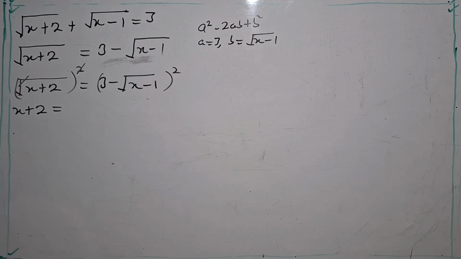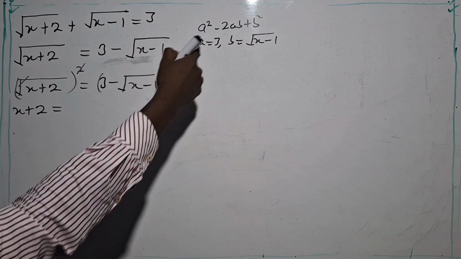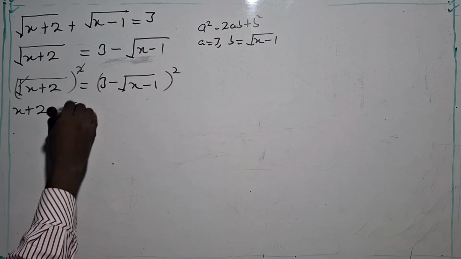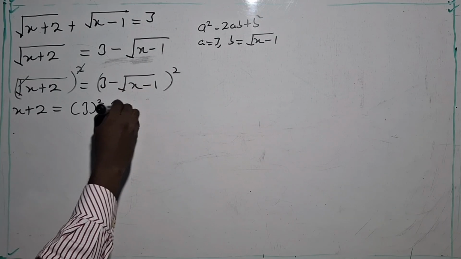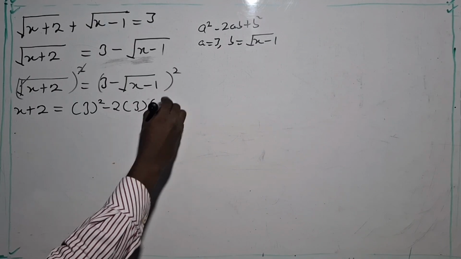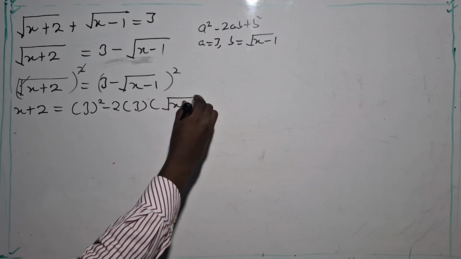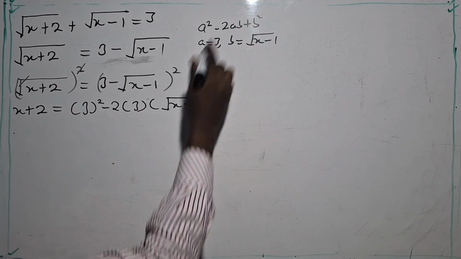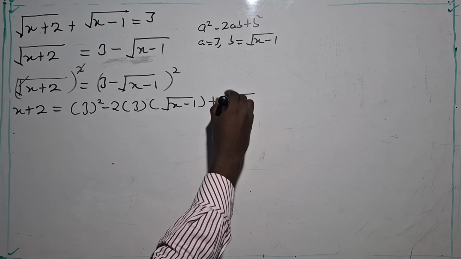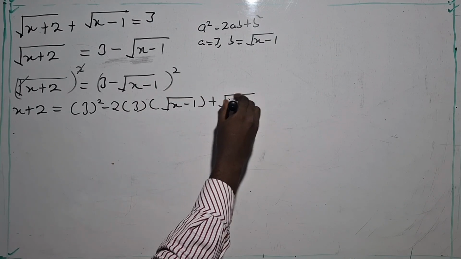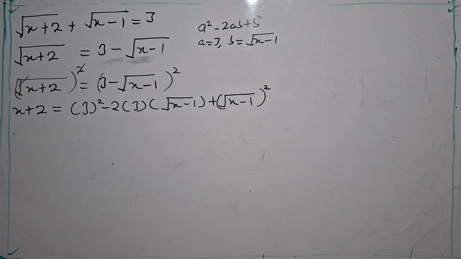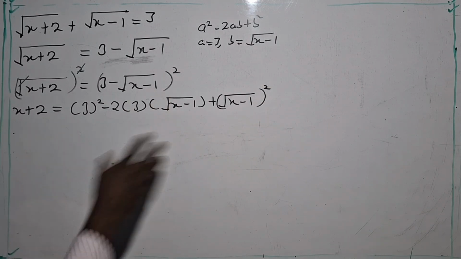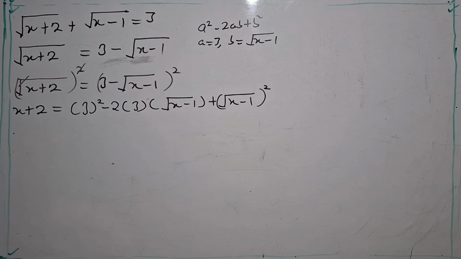So what am I going to have here? I'm going to have the a squared, so I'm going to have 3 squared, minus 2ab. 2 times a, which is 3, then times the b, which is the square root of x minus 1, plus the b squared. So the b squared is the square root of x minus 1, squared. Yes, if you like, you can expand this and solve and see if you are going to get the same thing.